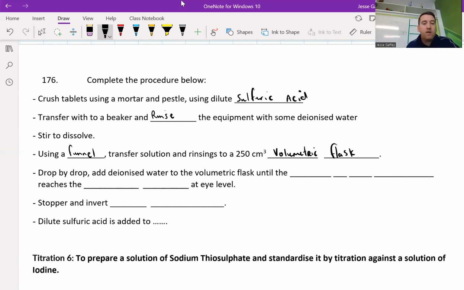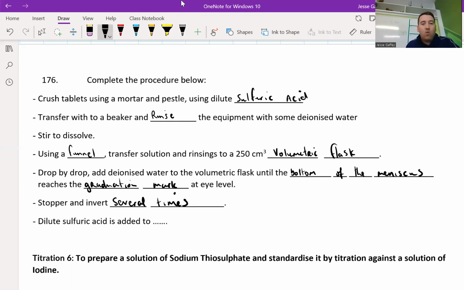Drop by drop, add deionized water to the volumetric flask until the something reaches the something. Okay, so what is missing here? Well, hopefully you said until the bottom of the meniscus reaches the something at eye level. So hopefully, again, we're talking about the graduation mark, eye level. Stopper and invert, what would this be? Several times.